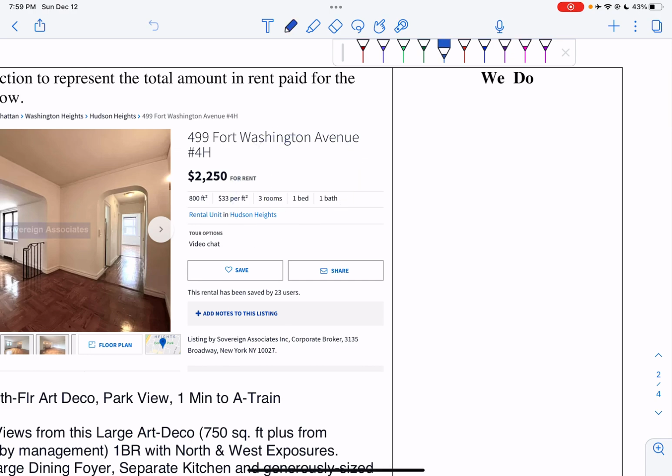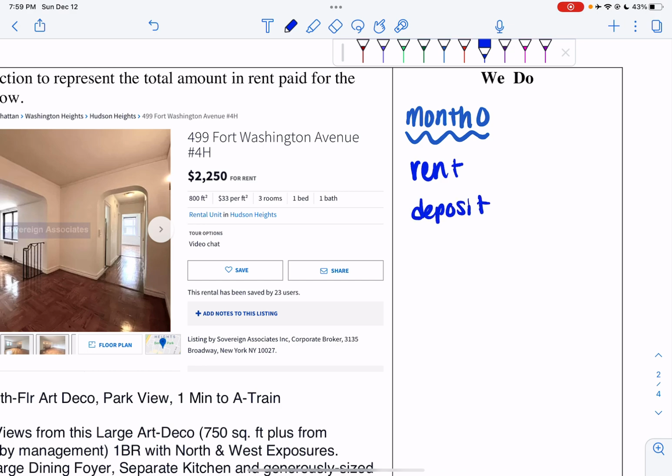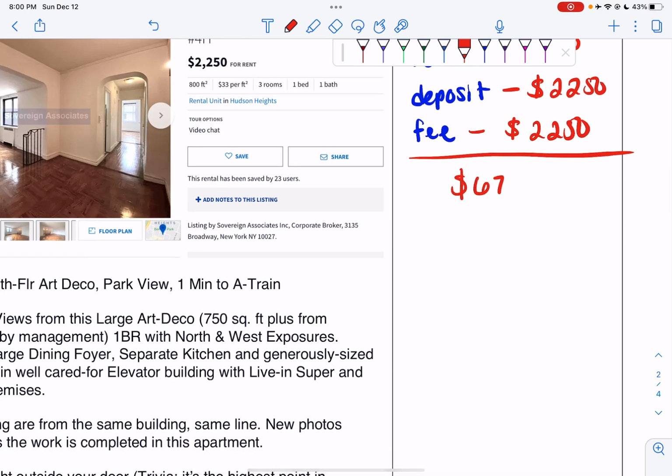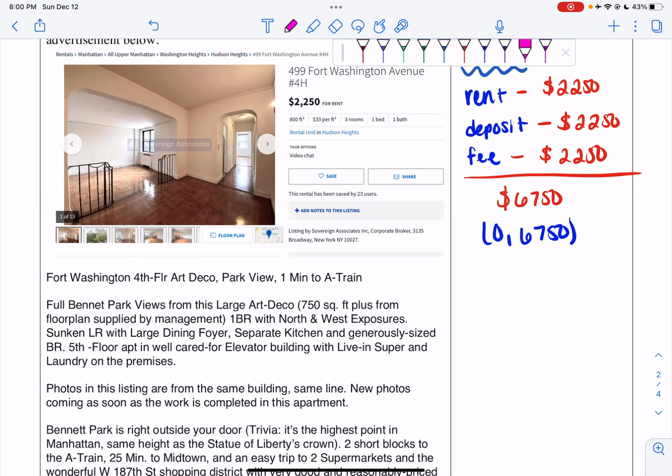So before we even move in, so month 0, we've got to pay our rent, our deposit, and our broker's fee. So in this case, our rent is $2,250. Our deposit is also going to be another $2,250. And our broker's fee is going to be another $2,250. So when I add that $2,250 up 3 times, I get $6,750. So that means before I even move into this place, I've already paid $6,750. But now month 1 is going to take place.